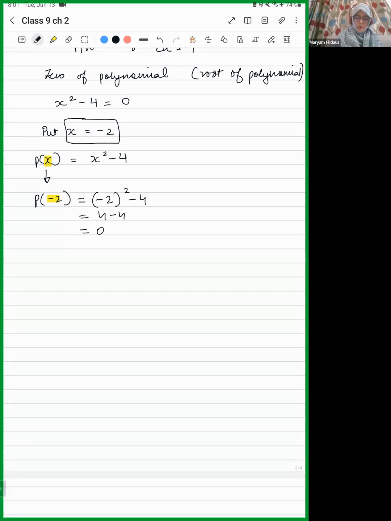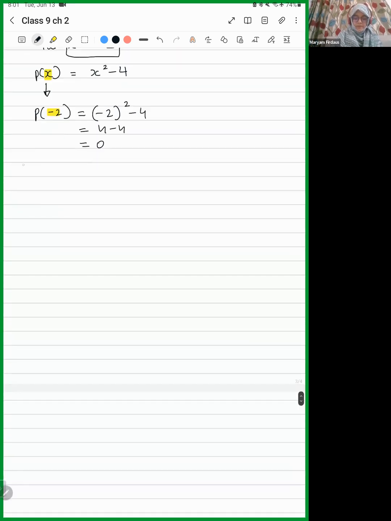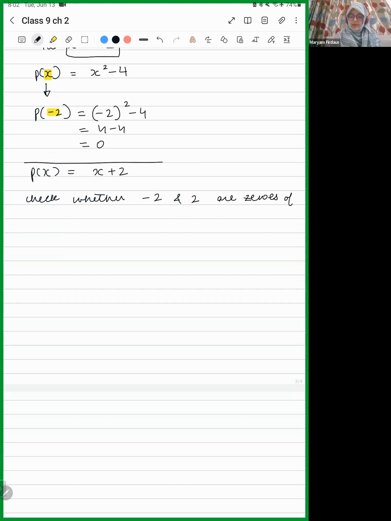Now let's say I give you a polynomial p of x equals x plus 2. Now you have to check whether minus 2 and 2 are zeros of this polynomial. Minus 2 is a zero of the polynomial and 2 is not. Very good. So minus 2 is a zero of the polynomial and 2 is not a zero of the polynomial.